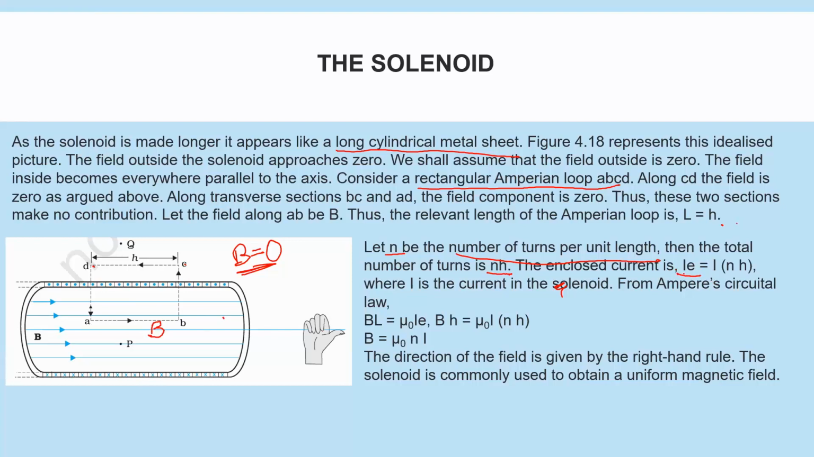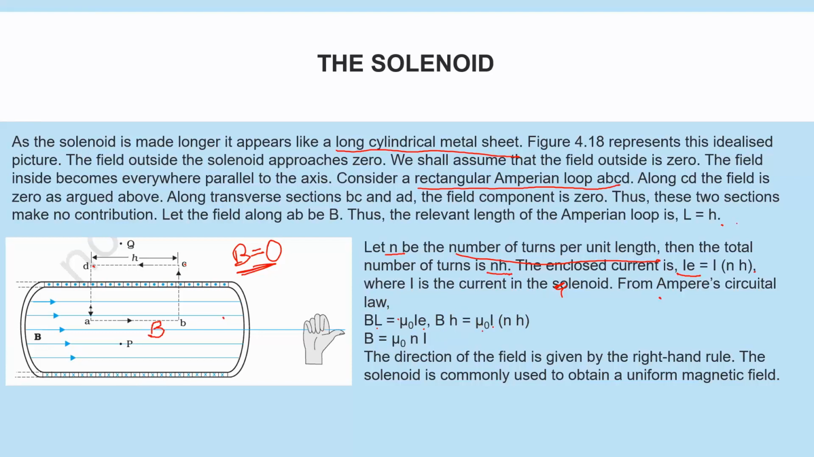So that is your enclosed current, and it will depend on the total number of turns that you have over here. So that is going to be I times nh, where I is the current in the solenoid. I is the current that is flowing through the entire solenoid, but since we are considering only this Amperian loop, we are going to consider only I_e, that is enclosed by this loop. So from Ampere's law that we have seen before, BL equals mu 0 I_e. We have already said that L equals h and I_e equals I n h. So over here you get B h equals mu 0 I n h.